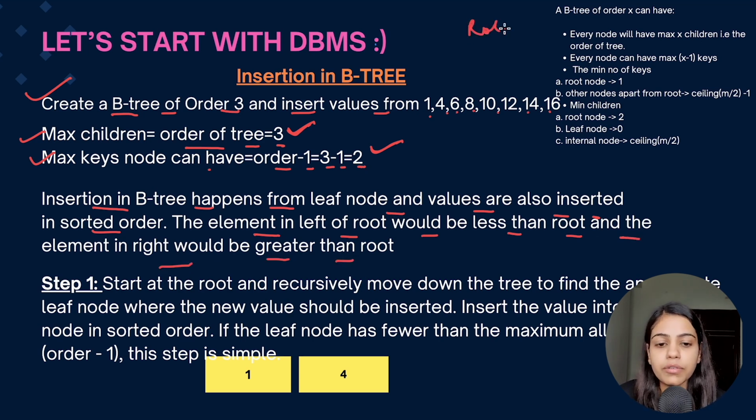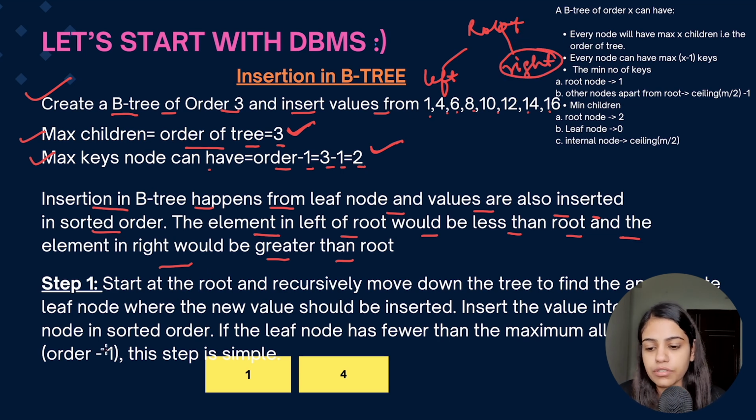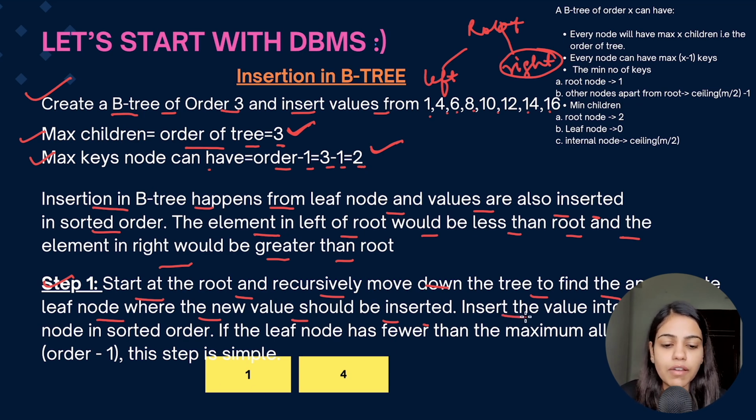So if this is the root, any element inserted in the left of the root would have a lesser value than the root and the one inserted into the right of the root would have a larger value than the root. So step 1: start at the root and recursively move down the tree to find the appropriate leaf node where the new value should be inserted. But this is a new tree which we are creating, so we will be starting from the leaf node. So we have to insert the value into the leaf node in sorted order.